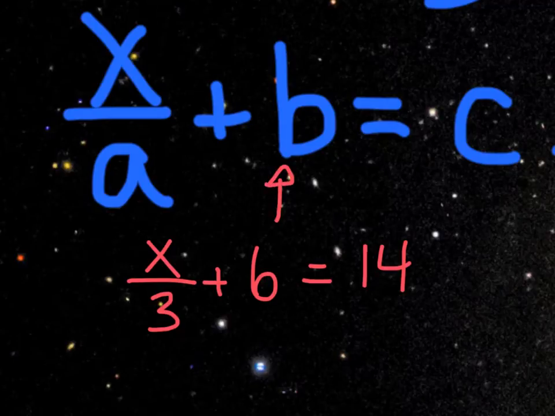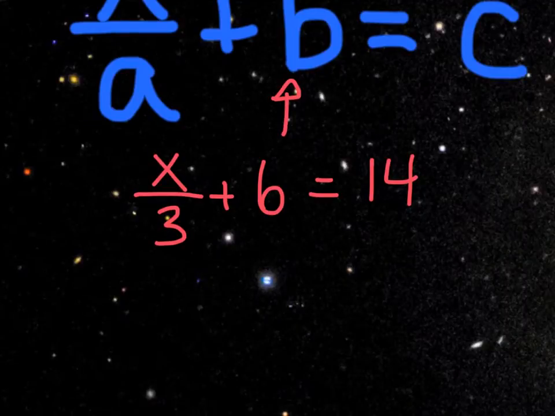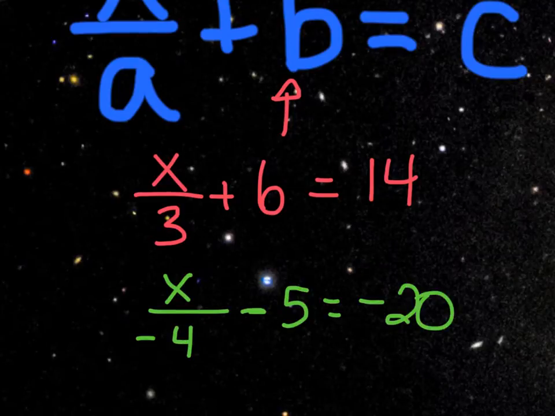Another one would be, I'll give you one with negative numbers. It could be x over a value, let's say a is negative, perhaps it is negative 4, and then if b is negative, it would be subtracting, so let's say it's negative 5, and c could have a value of negative 20. So there's another example of an equation in this format.